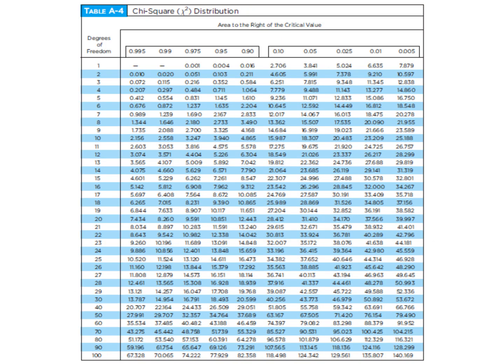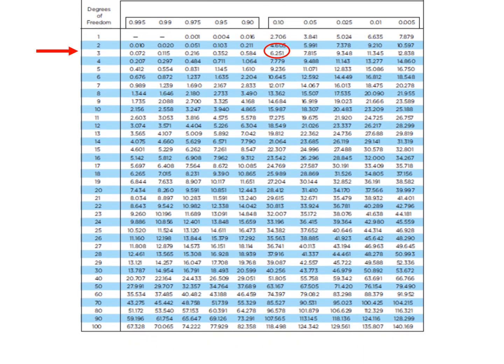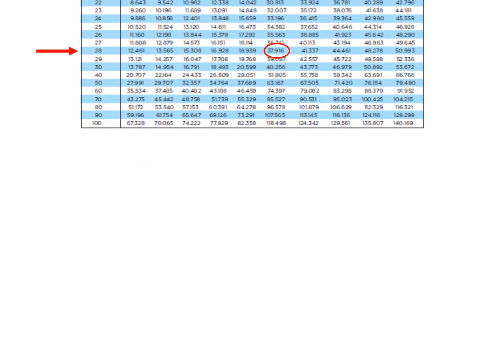And just to make sure we're clear on this, let's take a look at the chi-squared chart. So you want to get out your own chart so it looks nice and clean and easy to read the numbers. Our area to the right of our critical value was 0.10. We wanted 28 degrees of freedom, so we're going to drop down here to 28 degrees of freedom. And at that point, you should see the 37.916. So that is the 90th percentile of our chi-square distribution with 28 degrees of freedom.